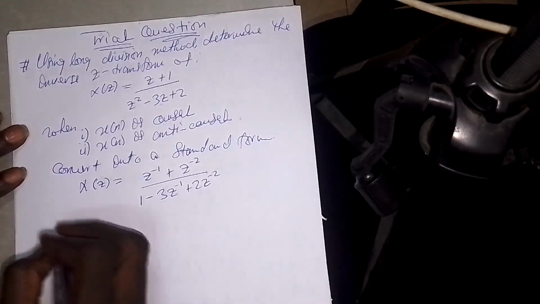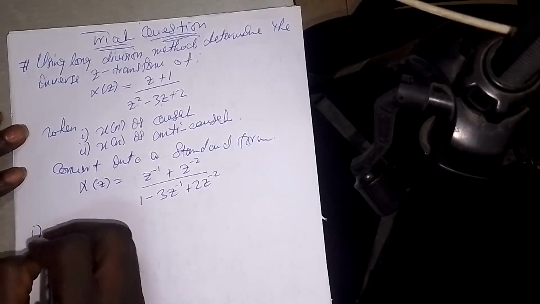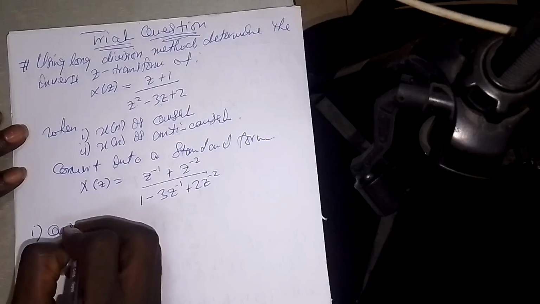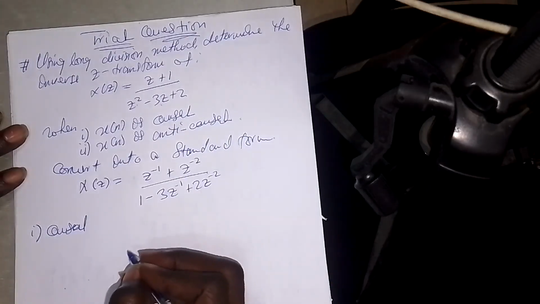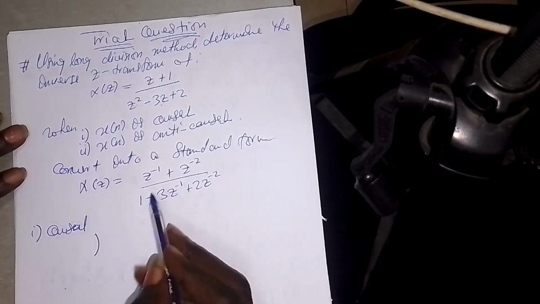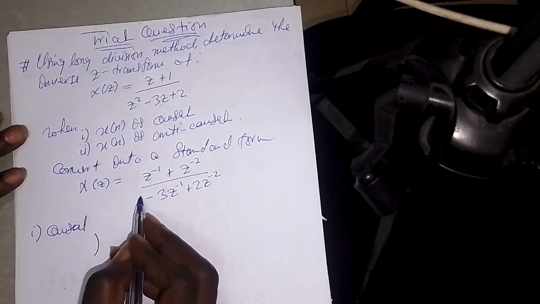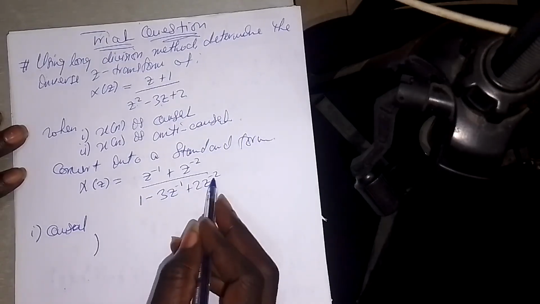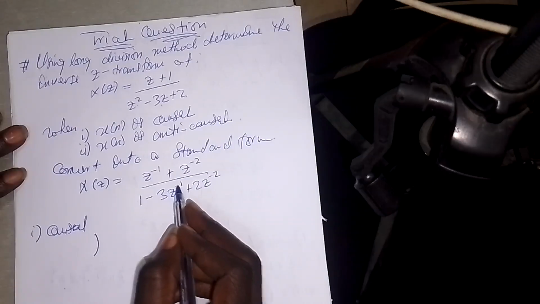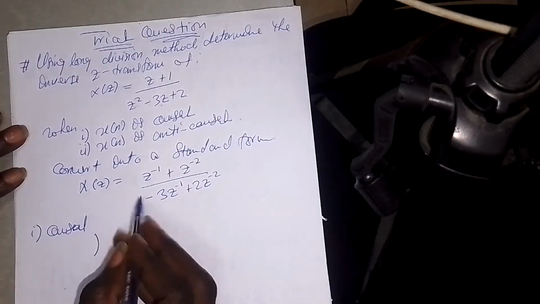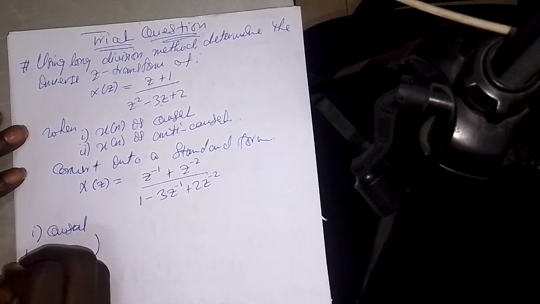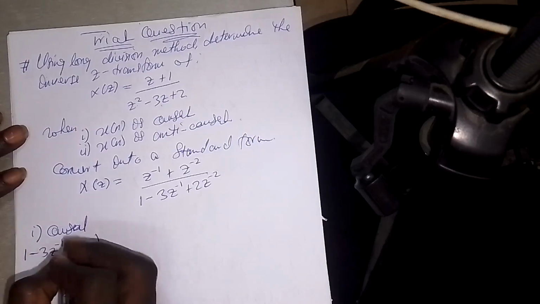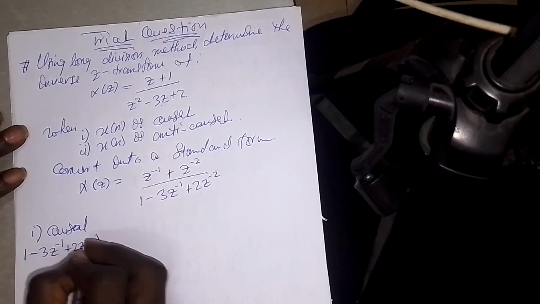When x of n is causal, you take it from the highest power. The highest power here is Z exponent 0, because Z exponent 0 is greater than Z exponent minus 1, and it's also greater than Z exponent minus 2. So Z exponent 0 should come first. You write 1 first, then 3Z exponent minus 1, followed by plus 2Z exponent minus 2.